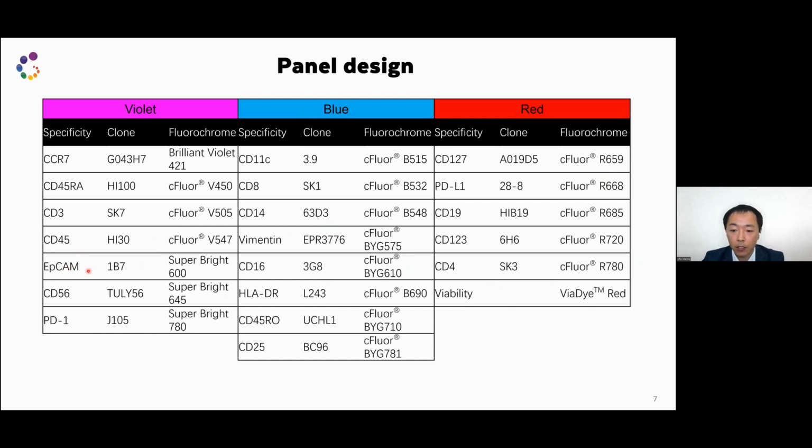We have markers for the major immune cell subsets. For T cells, we have CD3, CD8, and CD4. We have B cell marker CD19 and CD123 for dendritic cells. We have CD14 and CD16 for monocytes and neutrophils, and CD56 for NK cells. We also have PD-L1 and PD-1 to see the expression on tumor cells and T cells.